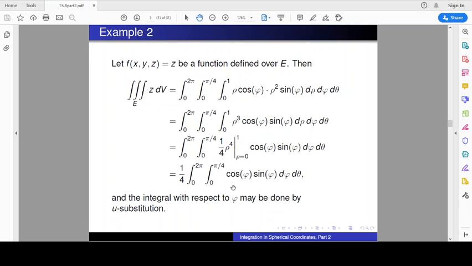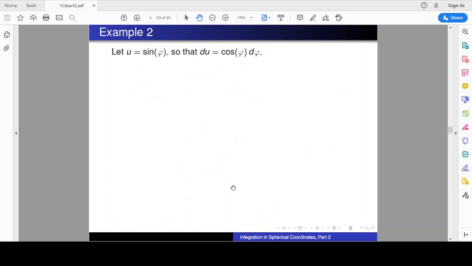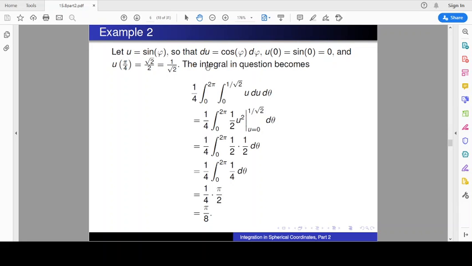So this one I think we can do by u substitution, or you might invoke a trig identity if you like. I'm just going to do u substitution. So I'll let u be sine of phi, and so then du is cosine of phi d phi. And if I'm going to change to u, then I've got to change the bounds. So u of 0 is sine of 0, which is 0. And u of pi over 4 is the square root of 2 over 2, which for some reason when I was making these slides, I decided I liked better as 1 over the square root of 2. Don't ask me why. Well, maybe we'll see.